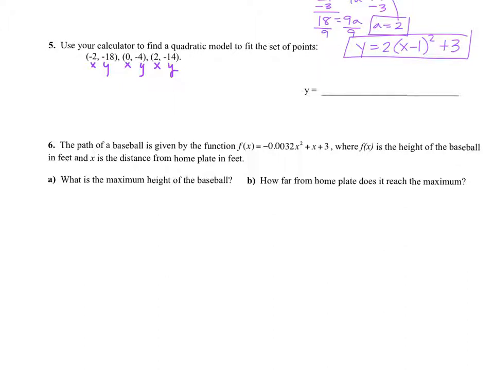Okay, what is your L1? -2, first x, then 0, your second x, then 2, your third x. Then move over to L2, and you have -18, enter, -4. You have to do them in the same order too. -14. Okay, so you should have this right now.